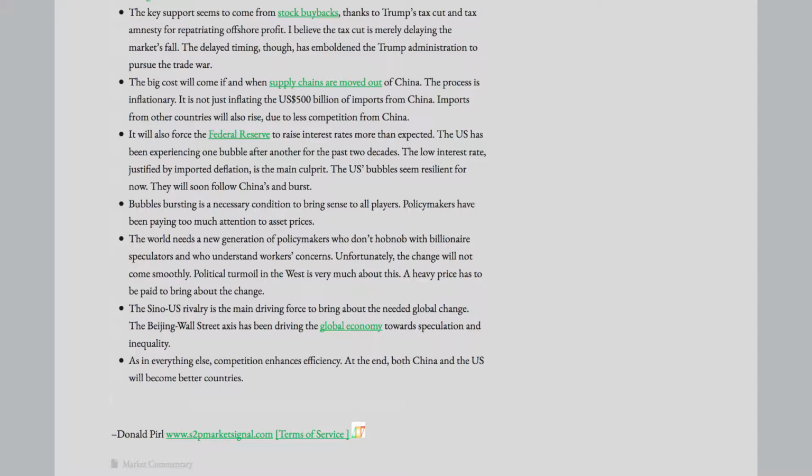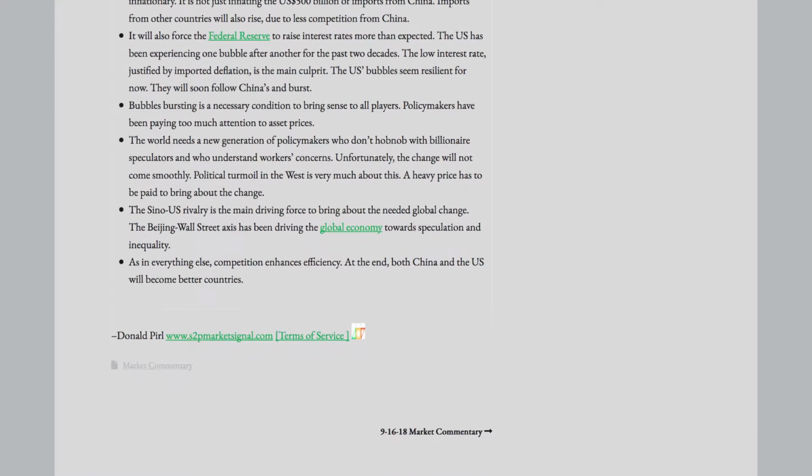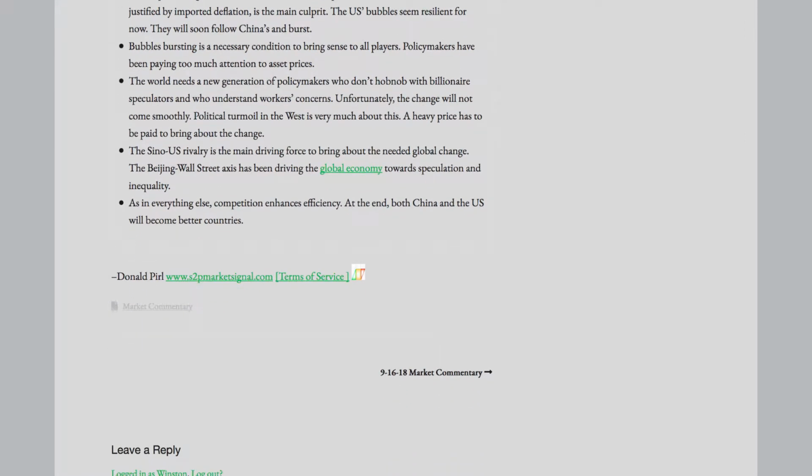The U.S. has been experiencing one bubble after another for the past 2 decades. The low interest rate justified by imported deflation is the main culprit. The U.S.'s bubbles seem resilient for now. They will soon follow China's and burst. Bubbles bursting is a necessary condition to bring sense to all players.